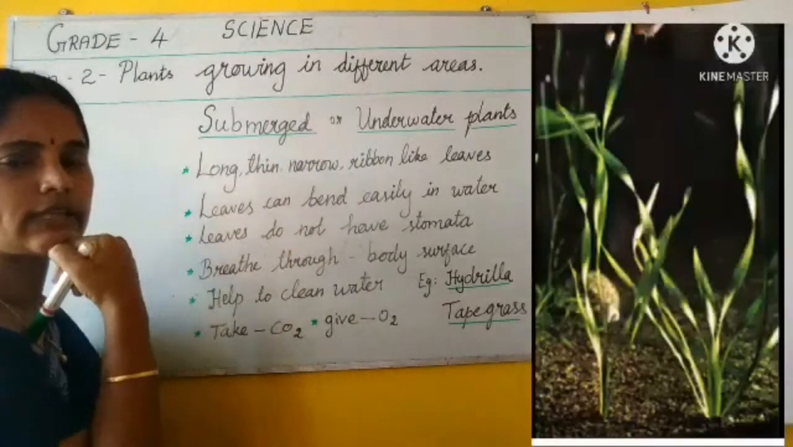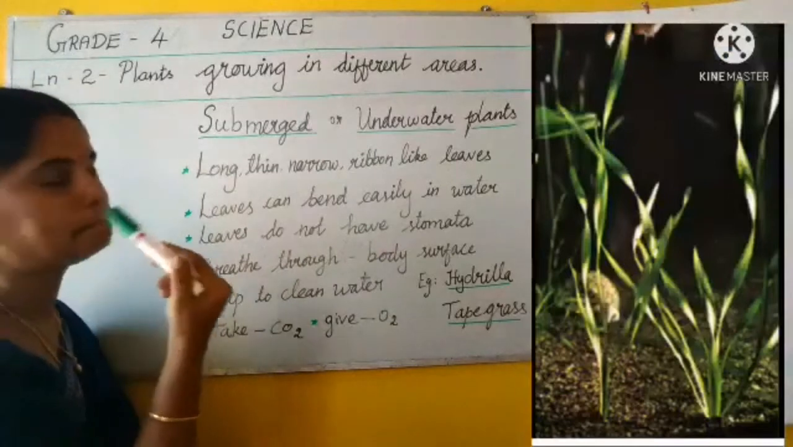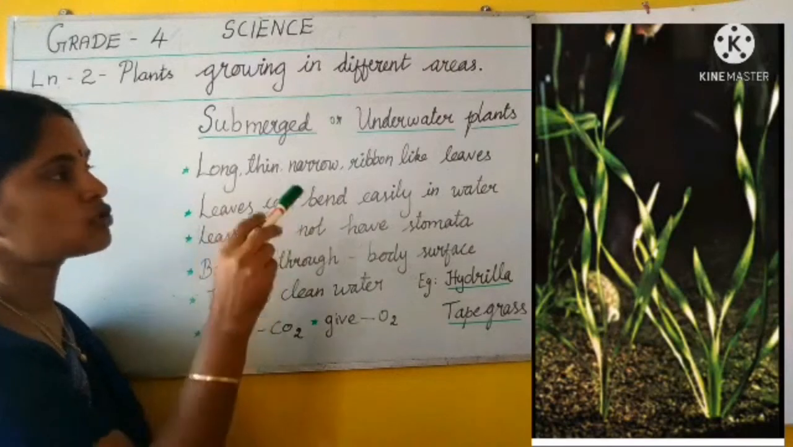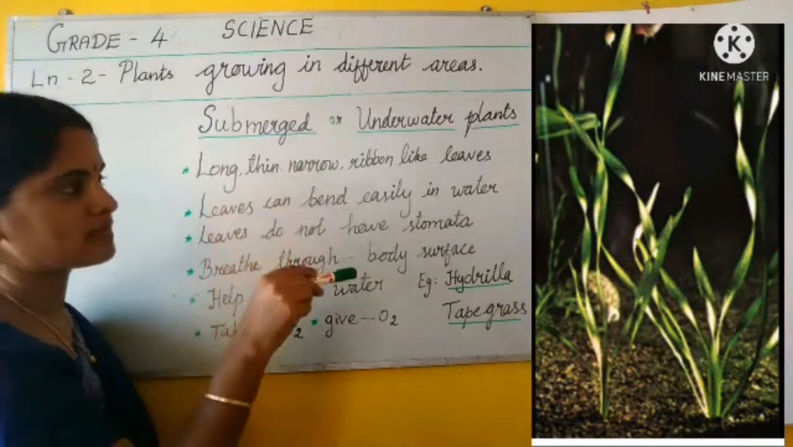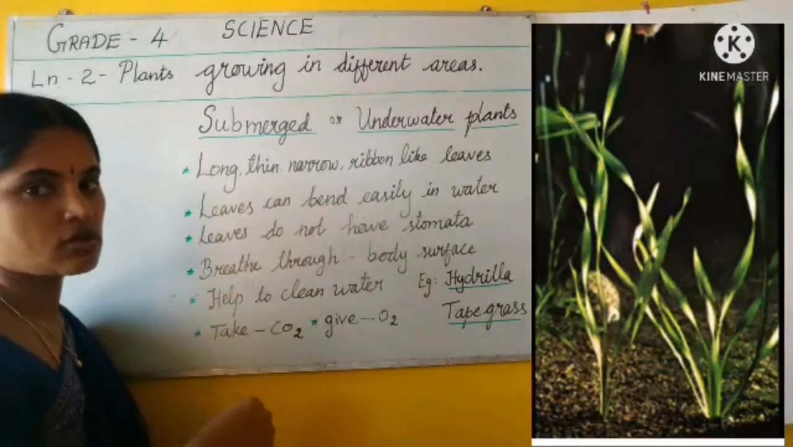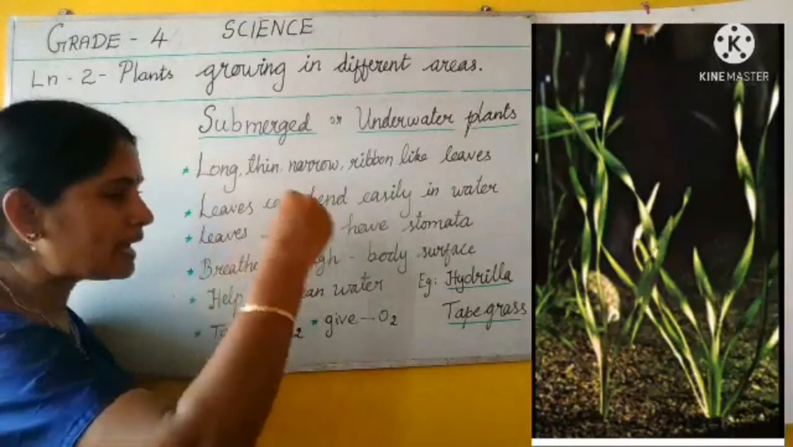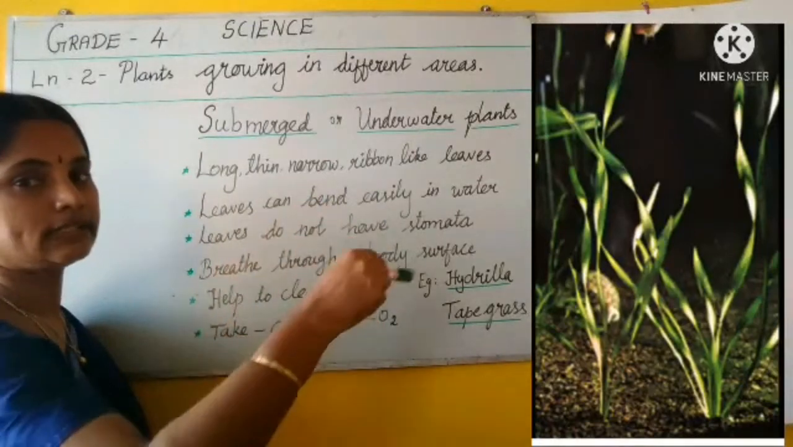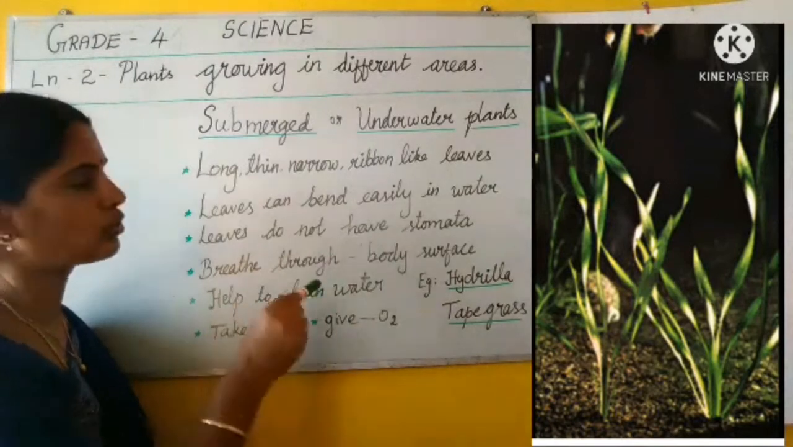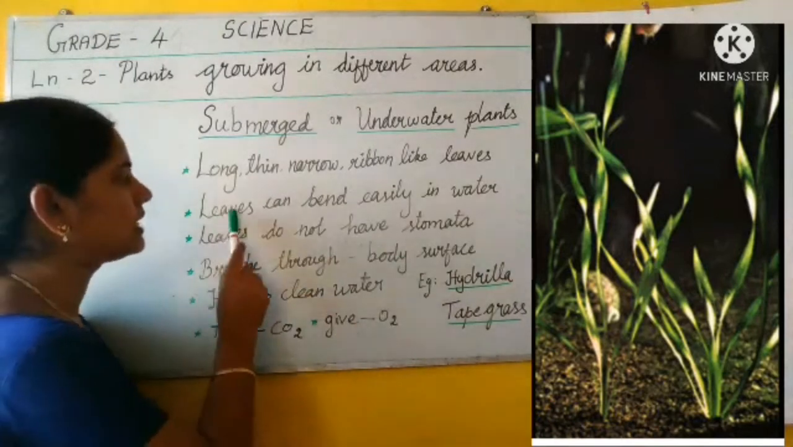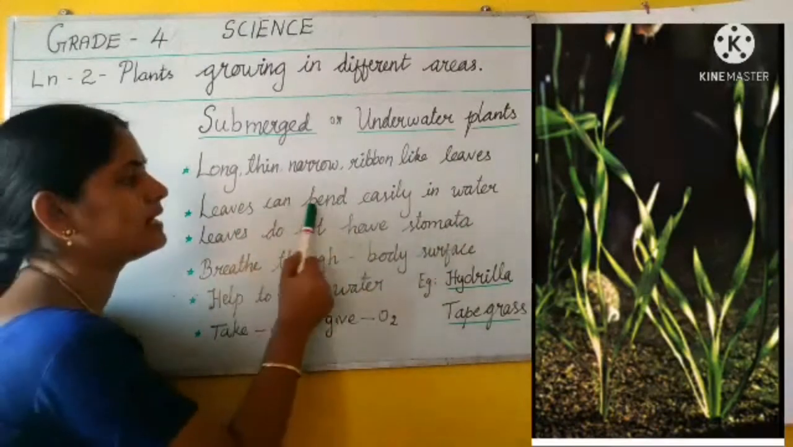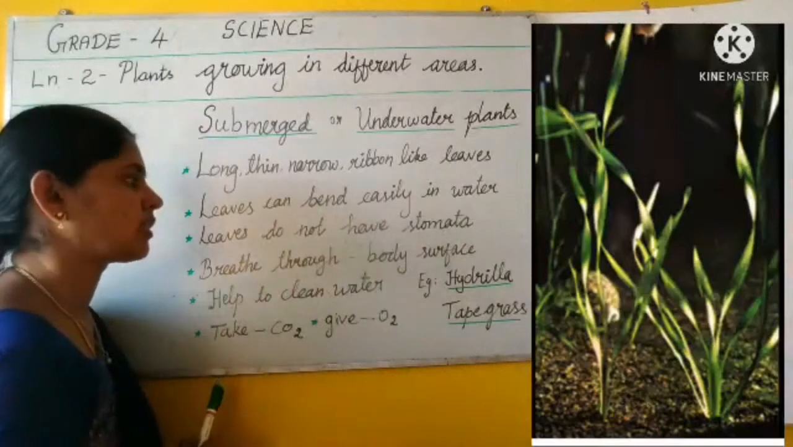Why are their leaves like that? Can you tell why? Because these plants are in water, submerged plants. The water flow will be there, no? So they can bend easily. If the leaves are long and thin, the leaves can bend easily. That's why those leaves are long and thin, so leaves can bend easily in water.